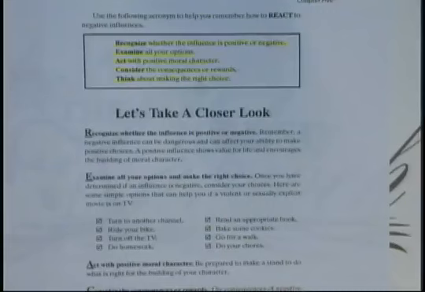I think R is recognize if the influence is positive or negative. Yes, exactly. That's great. Great memory. Okay, and then in the back, did you remember one? E for examine. So we have, and we can put it on the screen now. So we've got recognize. And remember, it was recognize whether the influence is positive or negative. Examine all the options. Act with positive moral character. Consider the consequences or the benefits, right? And now think parenting here. And then we've got consider. We've got think about making the right choice.